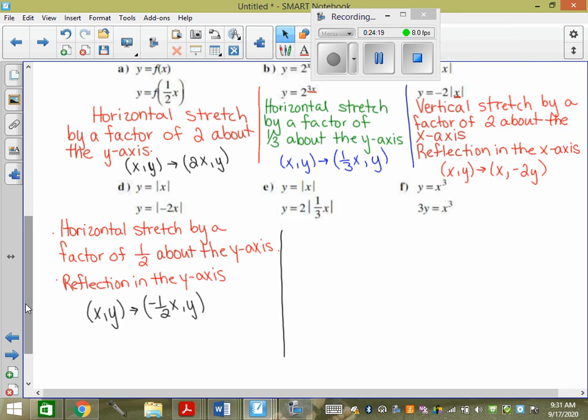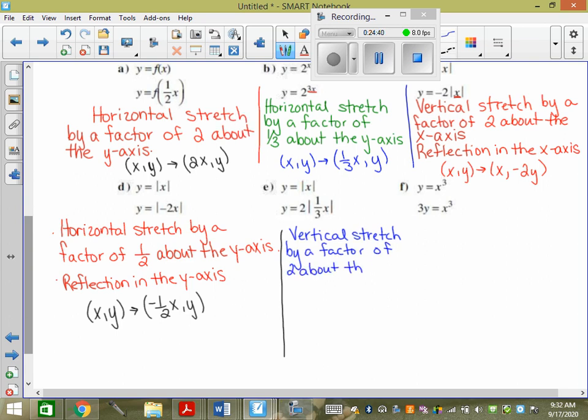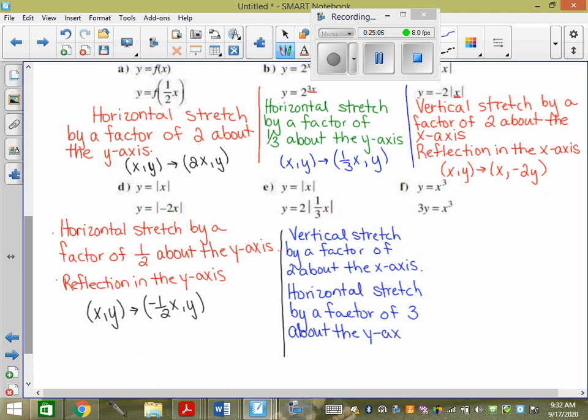Okay, E. So I have a vertical stretch by a factor of 2 about the x-axis. And a horizontal stretch by a factor of what? Yeah. By a factor of 3, always flips. About the y-axis. And my mapping would be 2 and 3 because that's what's in my words. So xy becomes 3x, comma 2y. Right? Never has changed. Mapping the words, numbers, always the same.